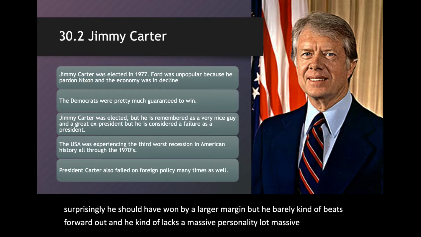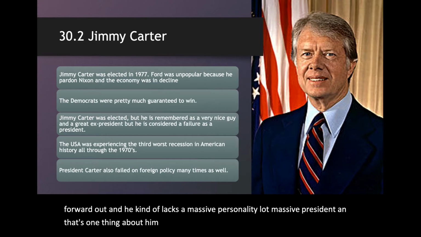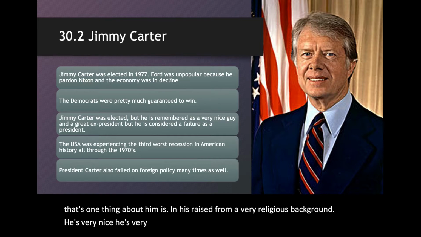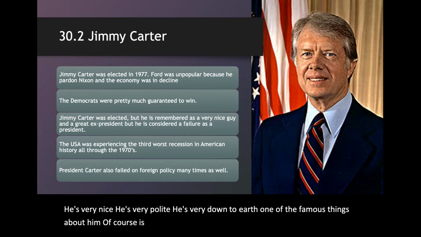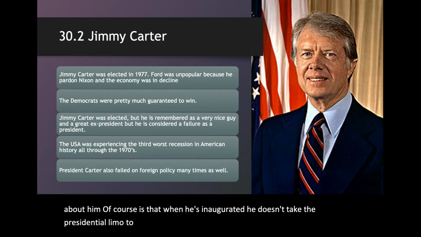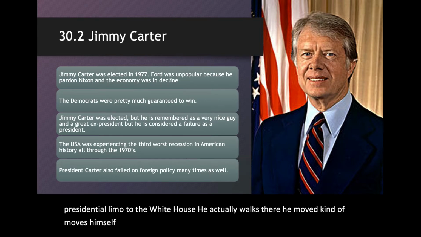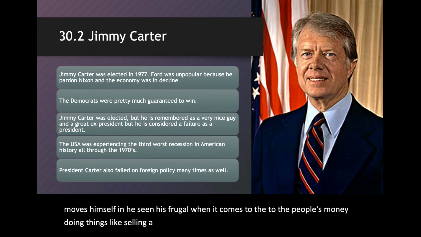And that's one thing about him, again, he's raised from a very religious background. He's very nice. He's very polite. He's very down to earth. One of the famous things about him, of course, is that when he's inaugurated, he doesn't take the presidential limo to the White House. He actually walks there. He kind of moves himself in. He's seen as frugal when it comes to the people's money, doing things like selling a presidential yacht. So he's very personable, very likable from a general level.